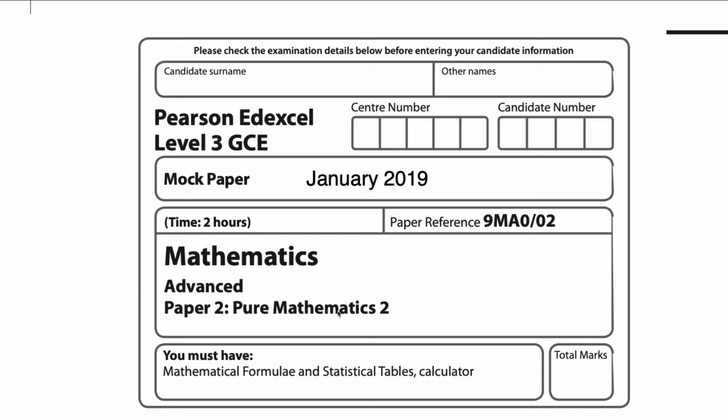This is a Pure Mathematics 2 paper from a set of mock papers released in January 2019. You are allowed a calculator and the mathematical formula and statistical tables. As always, the paper and the mark scheme will be linked in the description if you want those.